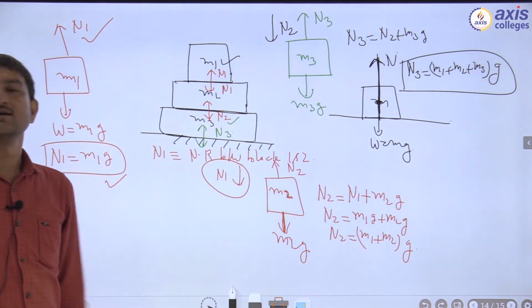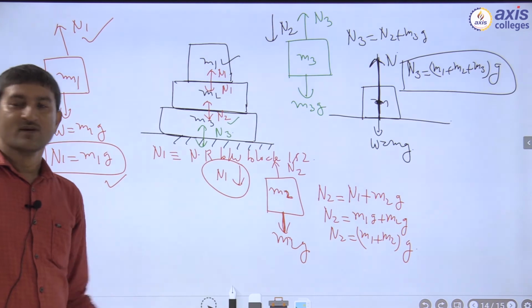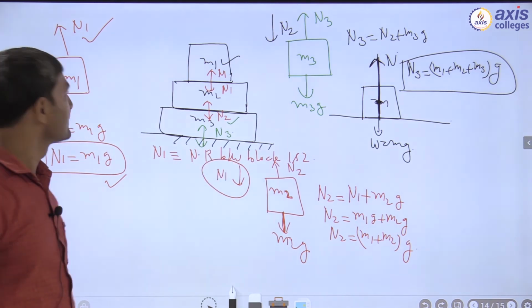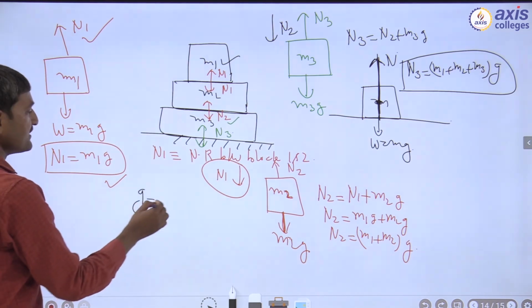And this N3 is the normal reaction between block 3 and the ground. So from this I want to make a conclusion. What is the conclusion finally I want to say?